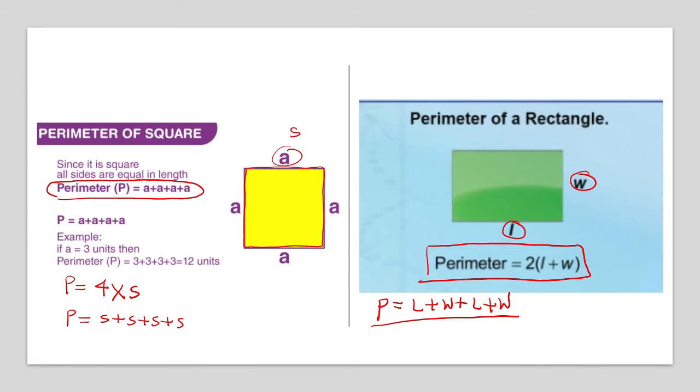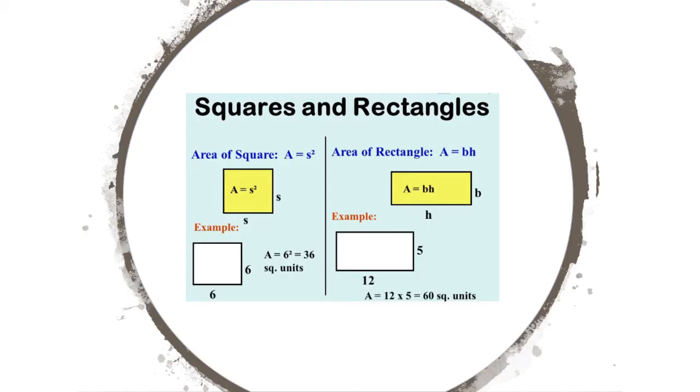All right, let's see some examples of how to find the area and the perimeter of squares and rectangles. So here we have both a square and a rectangle. If you look at this square first, we have to find the area of that square, right?